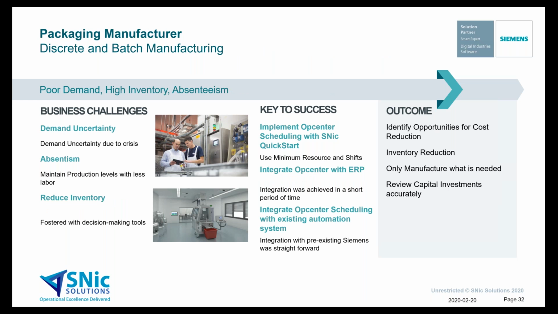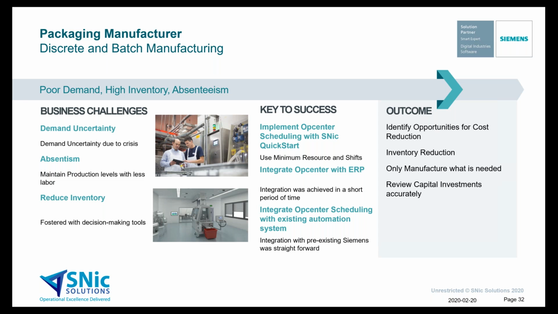The second area is a discrete and a batch manufacturer, where we are looking at a packaging manufacturer where the situation is exactly the opposite. Demand has become uncertain because of the situation. They are struggling with inventory levels, and they have an additional problem of absenteeism. People are not able to make it from their home to the manufacturing plants, and whoever is able to take the risk and go, there's only a certain amount of resources, workforce that is available.